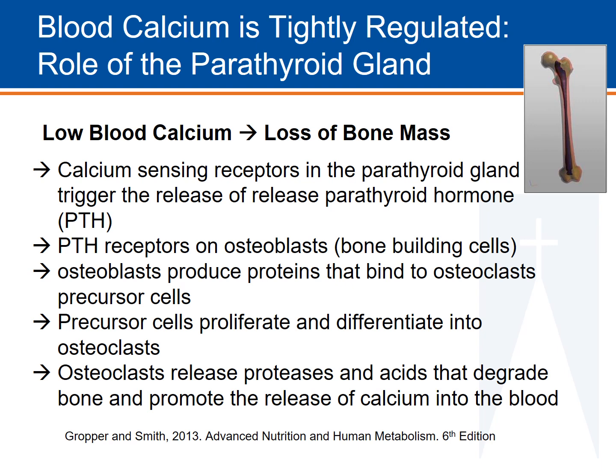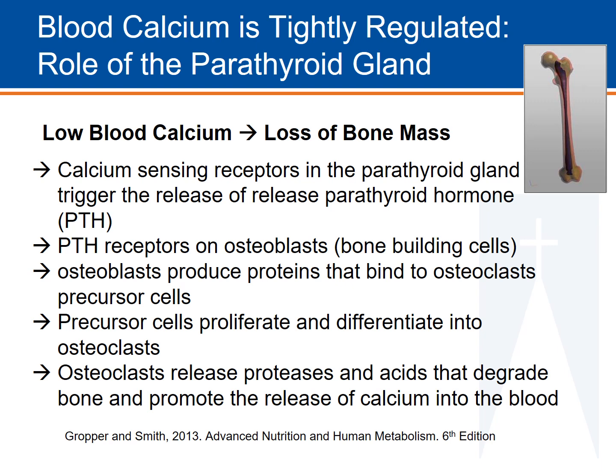So first of all, there are calcium sensing receptors in the parathyroid gland. And so when blood calcium goes below a certain threshold, it triggers the release of the parathyroid hormone. And the parathyroid hormone then triggers the osteoblasts, the bone-building cells, to produce proteins that bind to osteoclast precursor cells. They're not osteoclasts yet, they're osteoclast precursor cells. And in that cascade, the precursor cells proliferate and differentiate into osteoclasts.